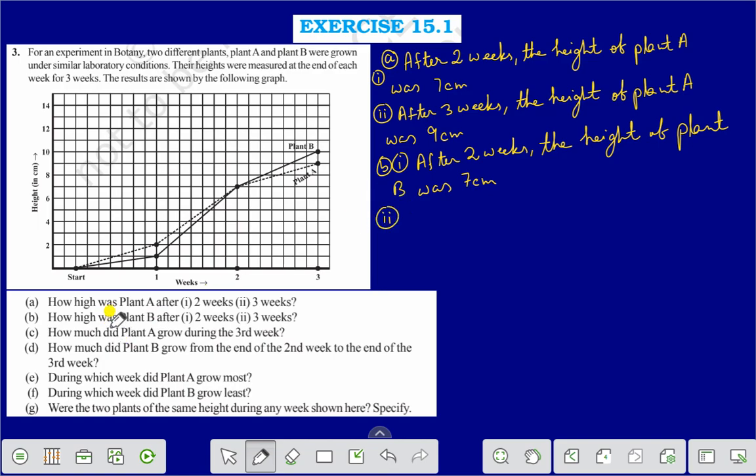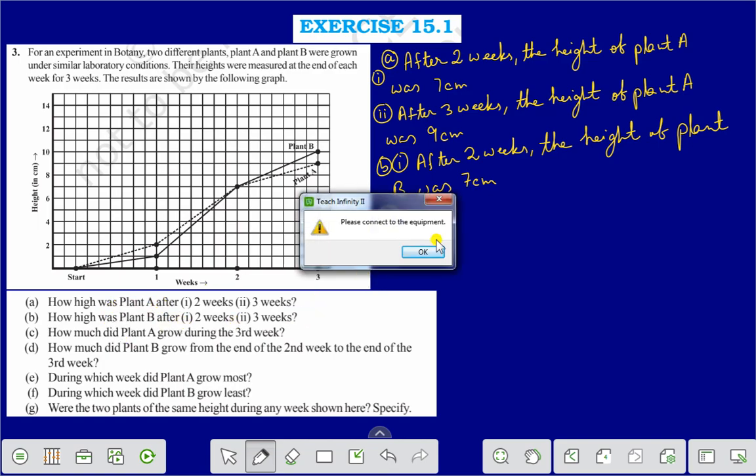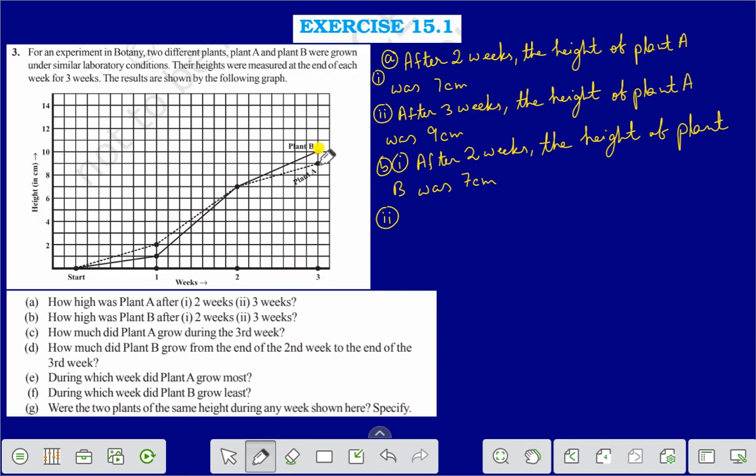Solve question number 2. How high was plant B after 3 weeks? Here it is 3 weeks, the height is this one. This one means 8, that is 9 centimeter, right? That is plant B. Plant B is this one. That means after 3 weeks, this one, it is 10 centimeters, right? It is 10 centimeter.